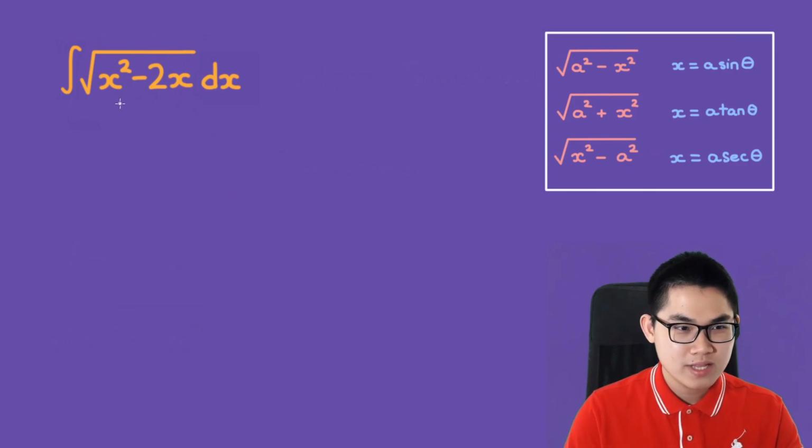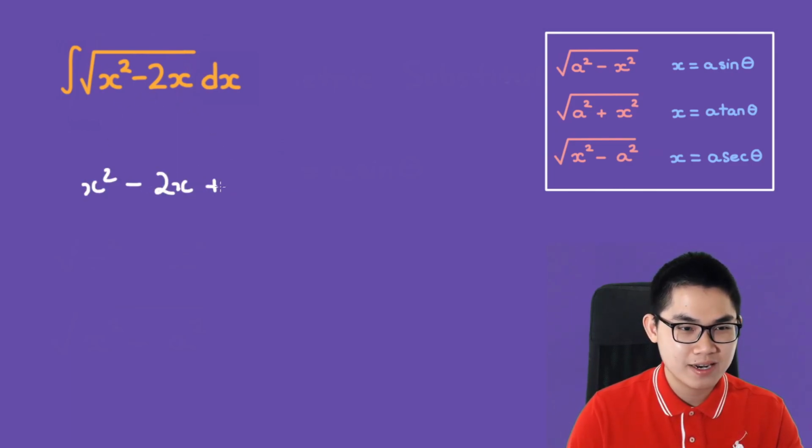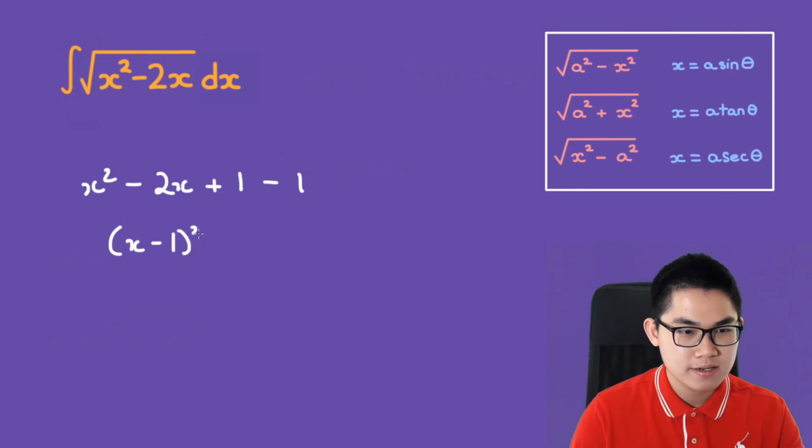So we know that x squared minus 2x, we can say plus 1 minus 1. So it's the same thing as plus 0. And then we have x minus 1 squared minus 1. And then we can turn this into a u, and that will allow us to get one of these forms. So let's go ahead and do that.